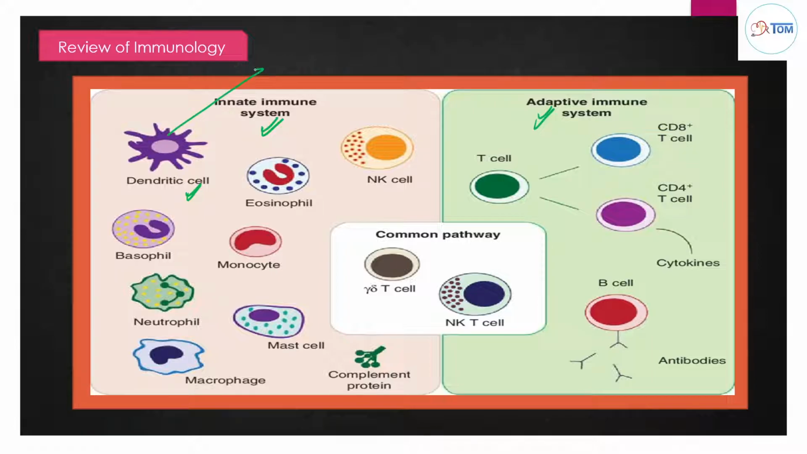Dendritic cells are a kind of macrophage actually. Macrophages are of different types; we will talk about it. We have natural killer cells. We have eosinophils, monocytes, neutrophils, macrophages, mast cells, and then the complement proteins, which we'll talk about. Then in the adaptive immune system, we have T cells, different kinds of T cells, then we have B cells. These B cells produce immunoglobulin, that is, antibodies.